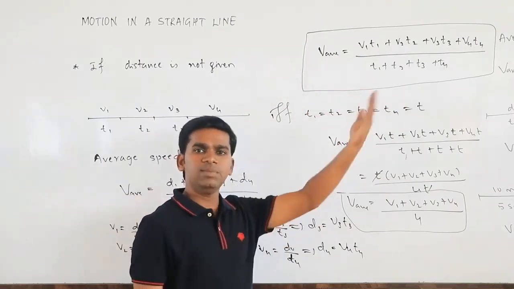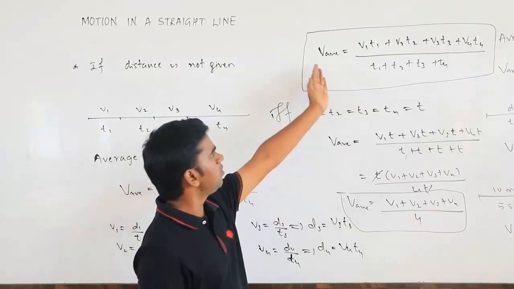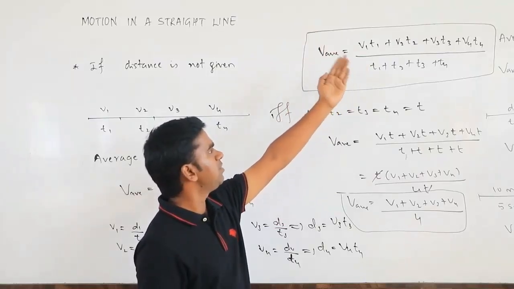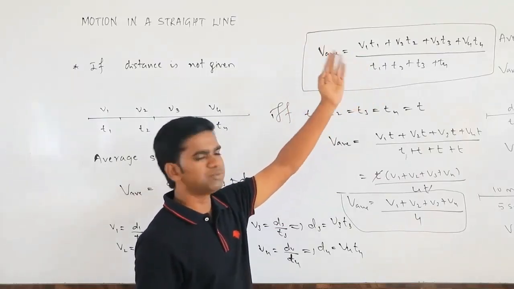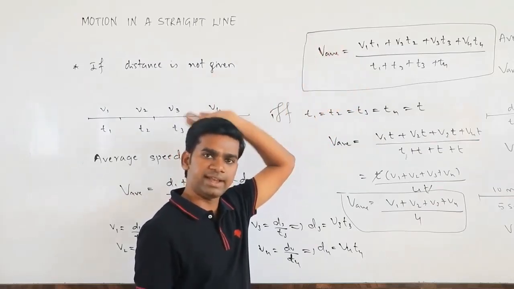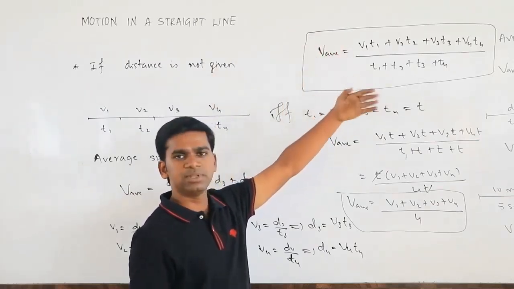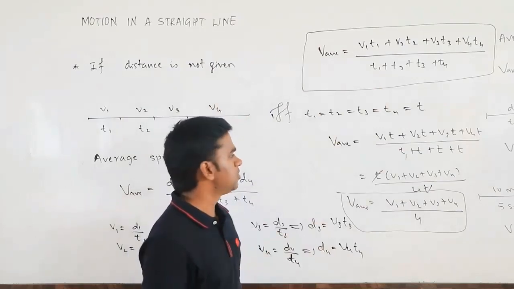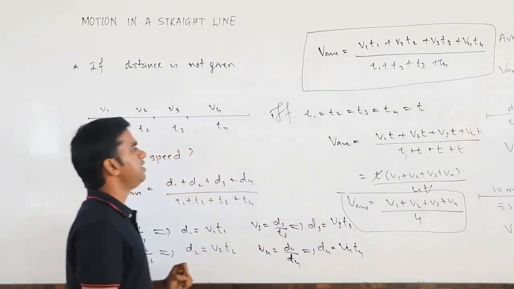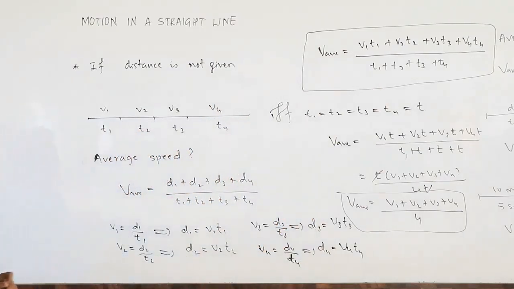If there are n number of distances and times, you can go with v1 t1 plus v2 t2 plus v3 t3 plus v4 t4 plus v5 t5 till n, divided by t1 plus t2 plus t3 till n. Okay. So like that you can calculate the average speed with the help of time and velocity.